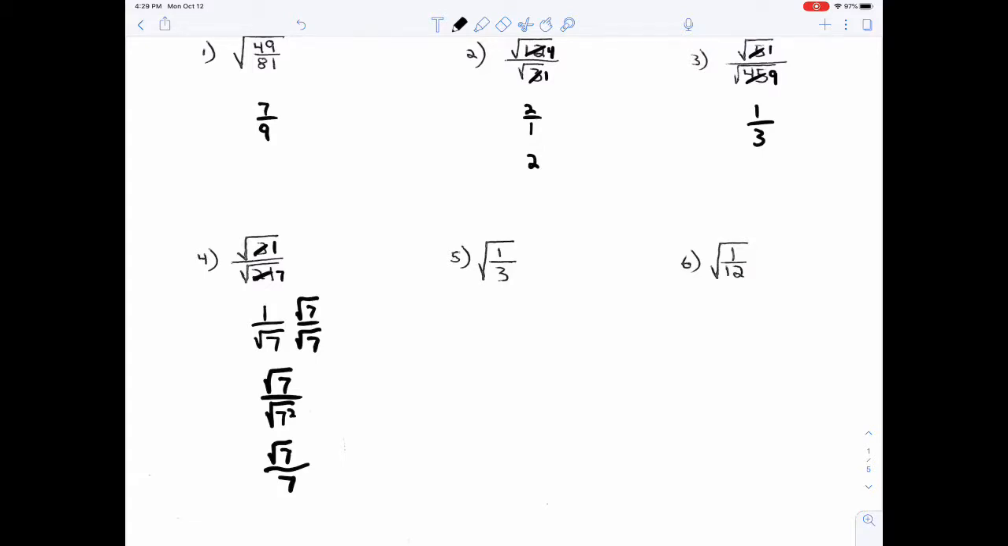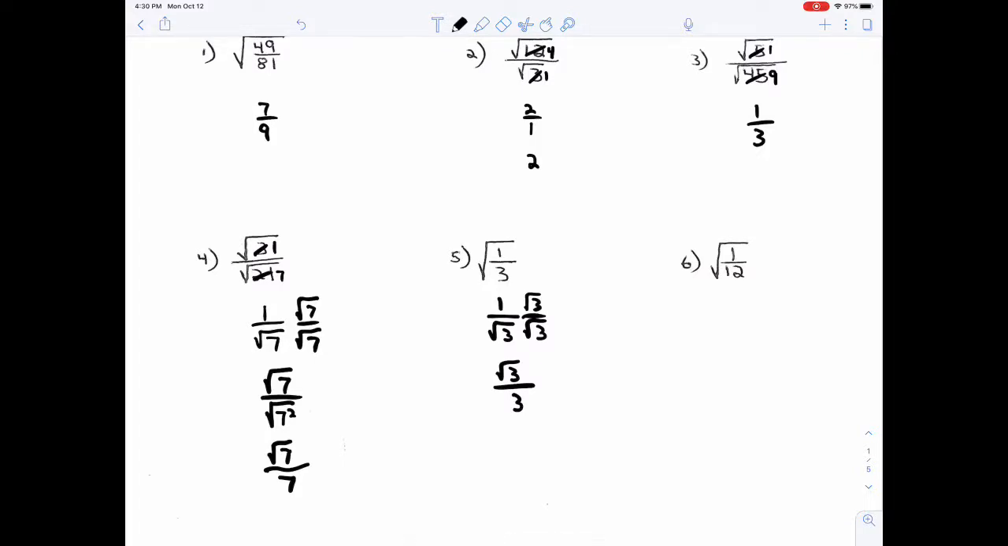Let's take the square root of the top, square root of the bottom. I've simplified. Is there a radical in the bottom? Yes. So I'm going to multiply by square root of 3 over square root of 3. So you get square root of 3, and on the bottom you get 3. Okay, number 6.